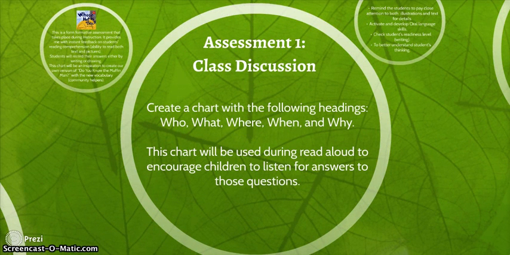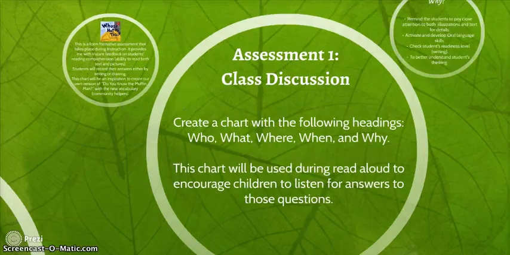I chose the following examples of formative assessment for my lesson. Assessment number 1 is a class discussion. We will create a chart with the following headings: who, what, where, when, and why. This chart will be used during read aloud, so the children will be encouraged to listen for answers and pay attention to the questions.